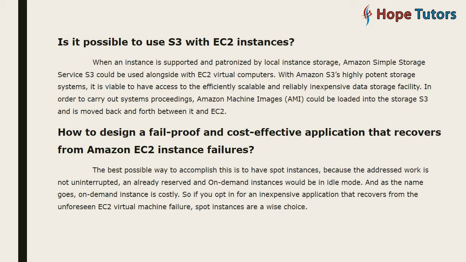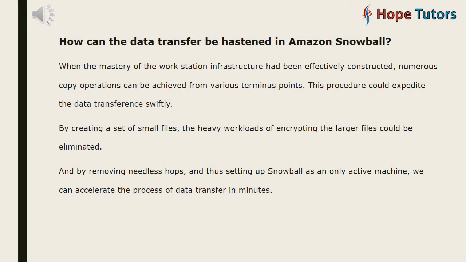How can the data transfer be hastened in Amazon Snowball? When the workstation infrastructure has been effectively constructed, numerous copy operations can be performed from various terminal points. This procedure could expedite the data transfer swiftly. By creating a set of small files, the heavy workload of encrypting the larger files could be eliminated. And by removing needless hops, and thus setting up Snowball as the only active machine, we can accelerate the process of data transfer in minutes.